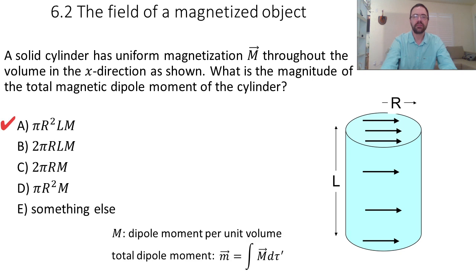All right, if you answered A, then you're correct. The magnetization is the dipole moment per unit volume. So to get the total dipole moment, you need to integrate over the volume. Here the magnetization is uniform, so you just need to multiply by the volume of the cylinder, which is pi r squared times L.